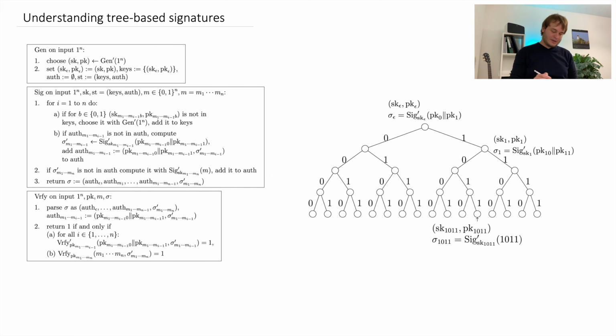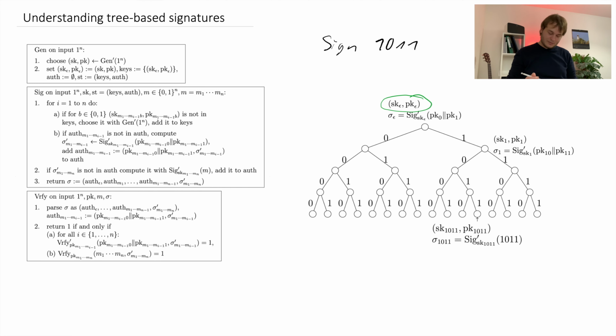So let's play through an example. Let's say we want to sign the message 1011. And we haven't signed anything before. The only thing that is known is the key pair sk epsilon, pk epsilon, and nothing else. This is what we get from the key generation algorithm.